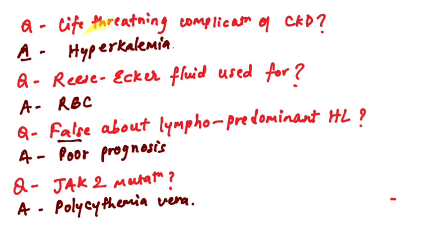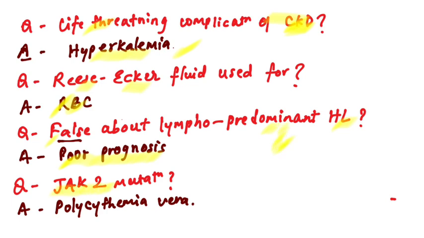Now life-threatening complication of CKD, chronic kidney disease, is hyperkalemia. Hyperkalemia is a life-threatening complication of CKD. Now Rees-Eicher fluid is used for which thing? See, WBC or RBC, very much confusing. So it is RBC. Now false about lympho-predominant Hodgkin lymphoma is poor prognosis, but the real thing is true is that it has a very good prognosis.